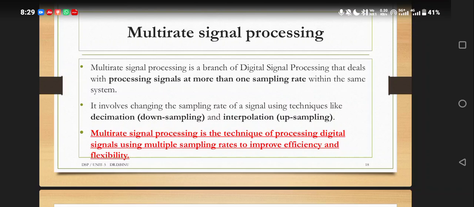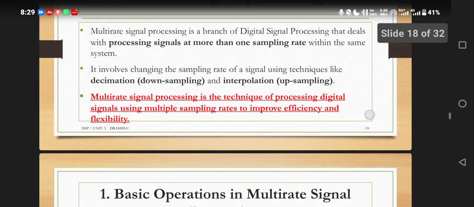Multi-rate signal processing is a branch of DSP that deals with processing signals at more than one sampling rate within the same system. It is a technique of processing digital signals using multiple sample rates to improve efficiency and flexibility.